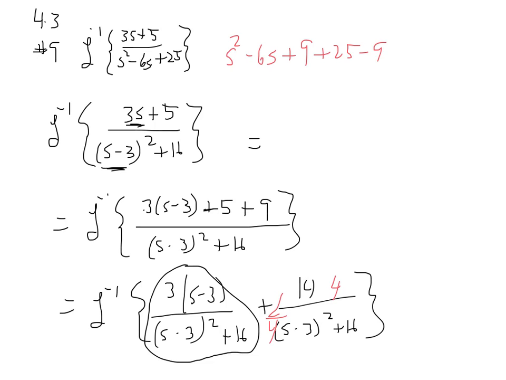because of the s minus 3, we have an e to the 3t, and then that's cosine, 3 cosine 4t, plus I've got a 14 over 4, that's 7 halves, and then I have the e to the 3t, and that one's a sine of 4t.